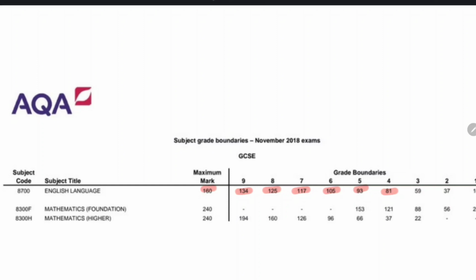So if you work it out, on average from one grade to another, you're looking at 5 marks in paper 1 and 5 marks in paper 2. So if you can really pick up an extra 5 marks in paper 1 and an extra 5 marks in paper 2, then clearly you can bump your grades up by 1 entire grade.